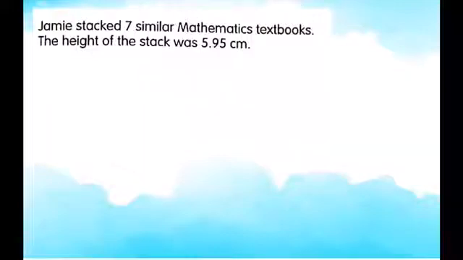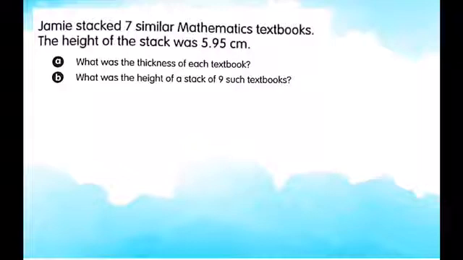Let's read. Jamie stacked 7 similar mathematics textbooks. The height of the stack was 5.95. Let's find out what was the thickness of each textbook and what was the height of a stack of 9 such textbooks. Now let's try to use the 4-step method in answering this problem.